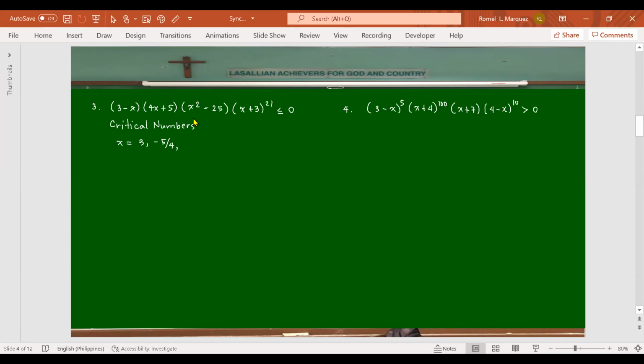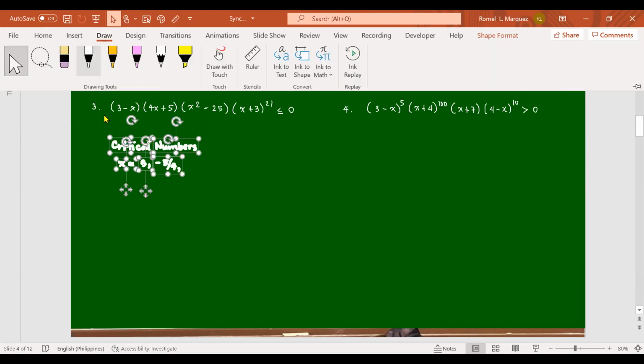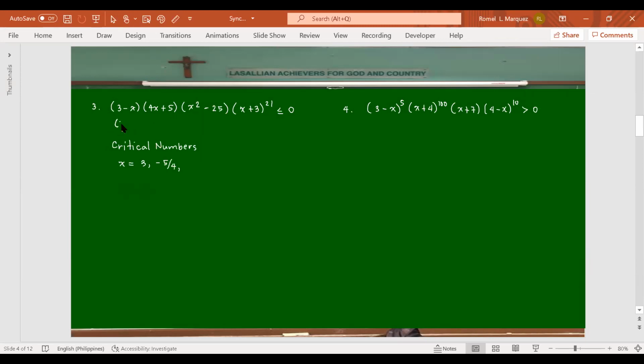Actually, we need to factor that part. Let's factor that. 3 minus x, 4x plus 5. Because later we need to write the factored form of this.